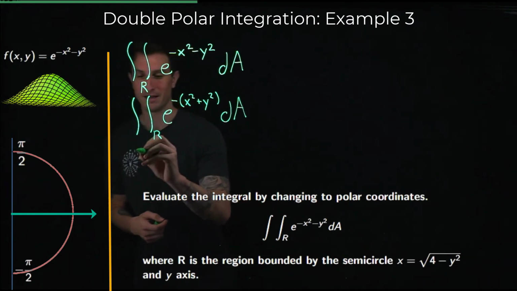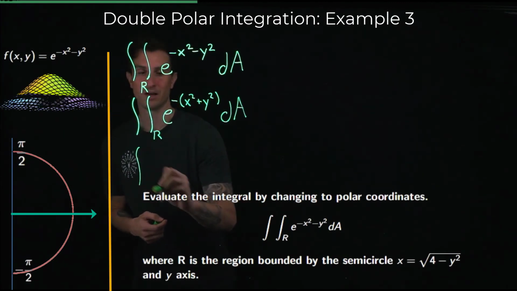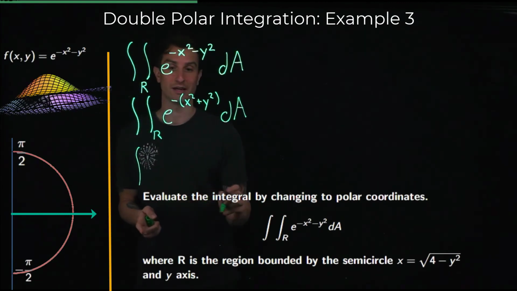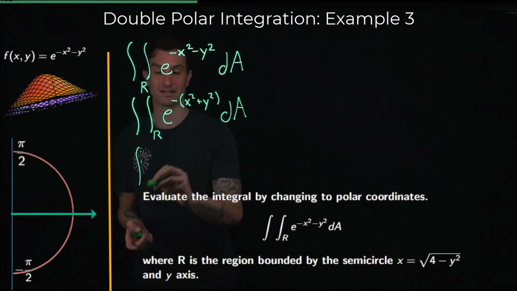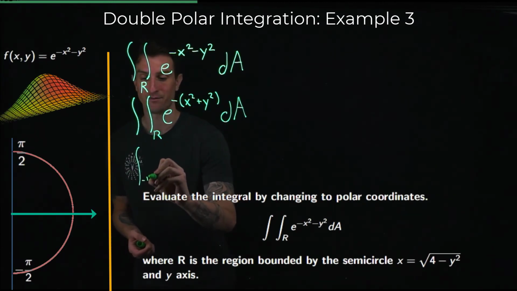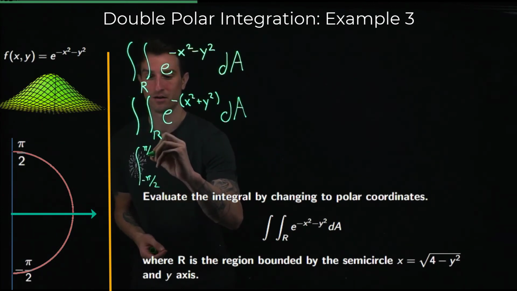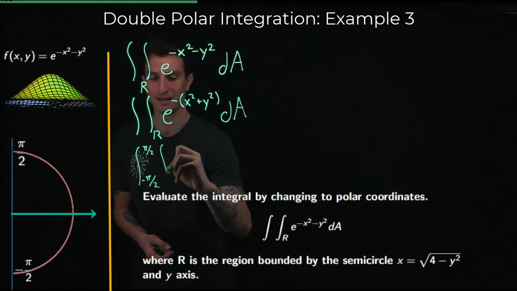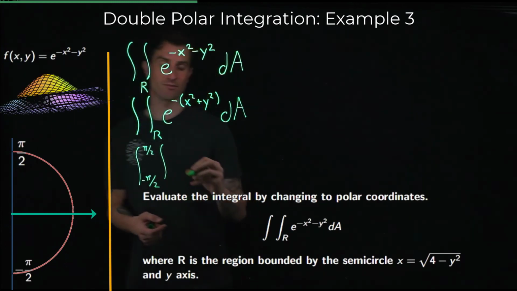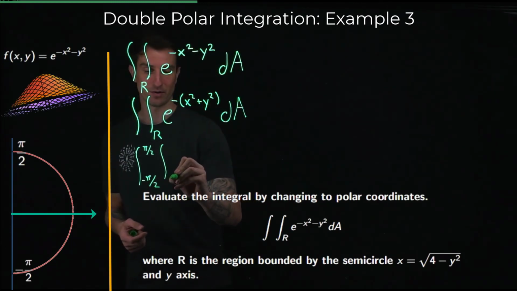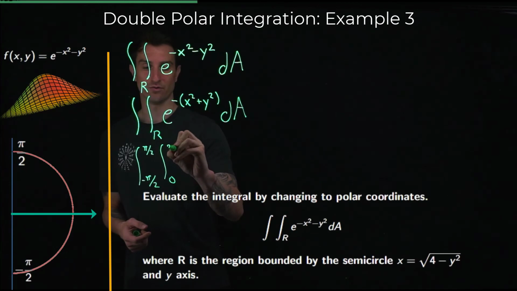So let's go ahead. We're going to write our bounds. So again, the thetas we're between, because of the semicircle and positive x's, we are between negative pi over 2 to positive pi over 2, and our radius, because it's going x squared plus y squared is equal to 4, is going to be between 0 and 2.